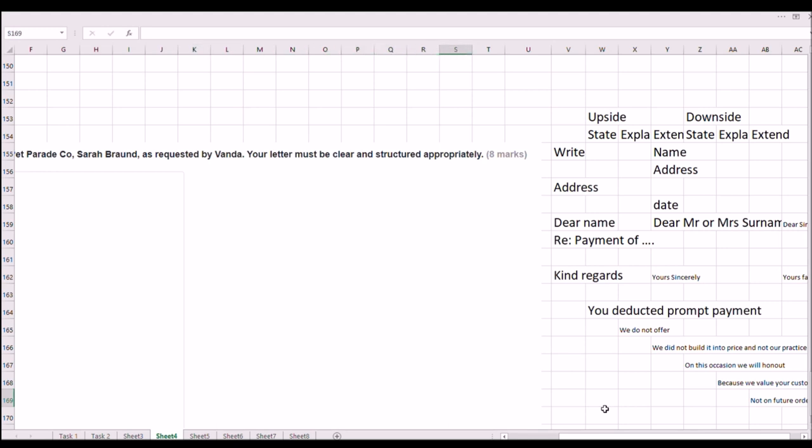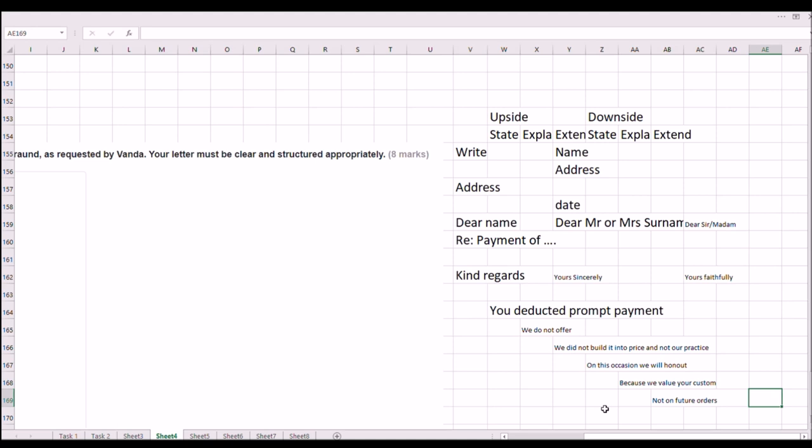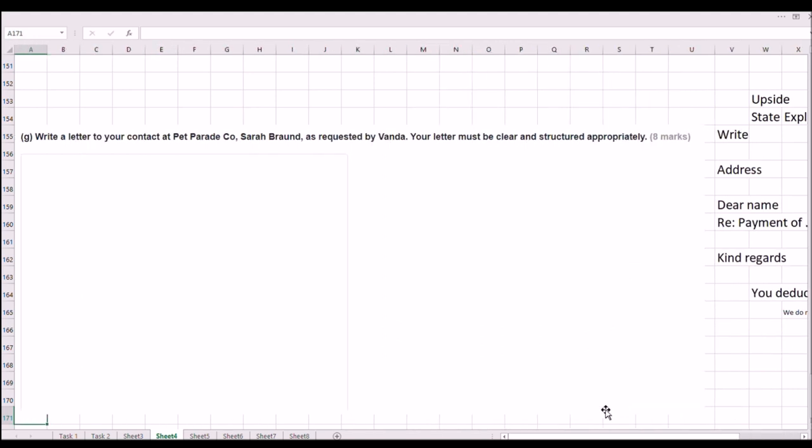And I closed it off with my correct kind regards, yours sincerely or yours faithfully, really. What else am I going to do there on that one? Go thank you for your receipt of payment, something along the line, something like that. Anyway, that's how we build up and hoover up marks on the written question. I think that's the whole of that one. So that's the whole of task four.